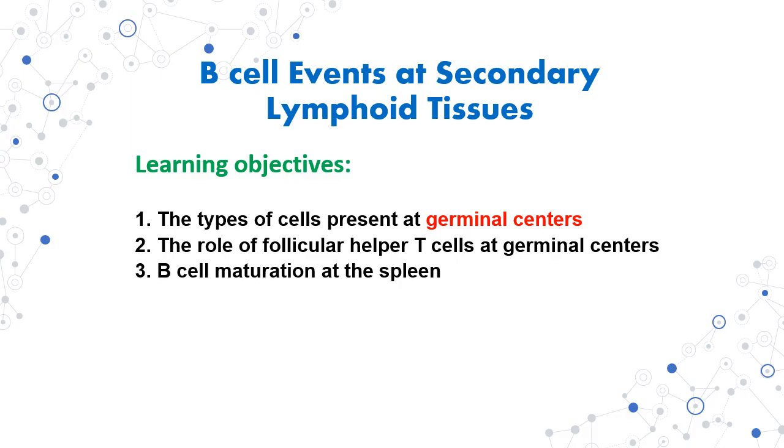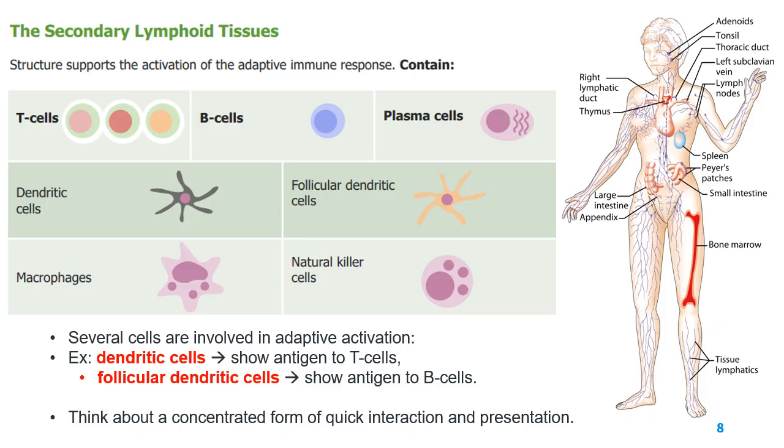So what we're going to look at is what is happening at those germinal centers in the secondary lymphoid tissues, and the actions of the important follicular helper T cell. Actually, we're going to look more at a follicular dendritic cell that is activating B cells at the germinal centers. Okay, so let's see what's going on here.